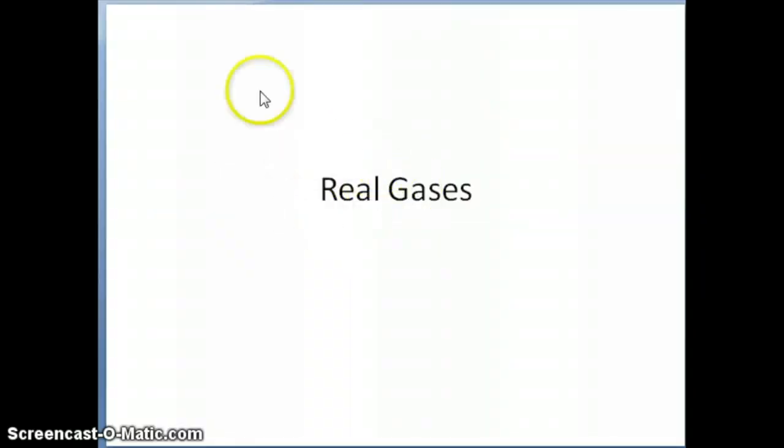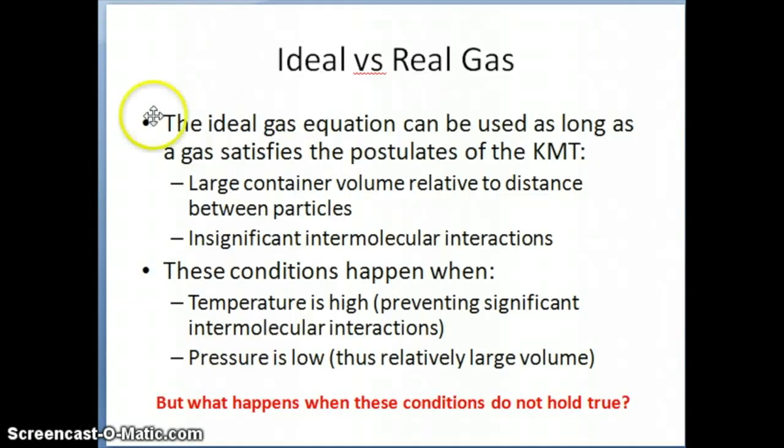To finish off the chapter, we're going to talk about something called real gases. We made certain assumptions in the ideal gas equation based on the kinetic molecular theory. One assumption is that the container volume is relatively large, so the gases can be really far apart from each other. We assume that the gases themselves occupy very, very little space. We usually just assume that the volume available to the gas is the entire volume of the container.